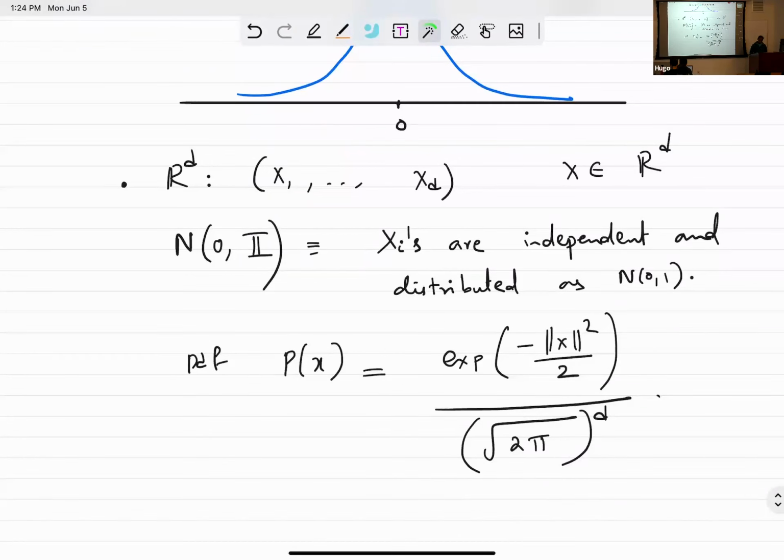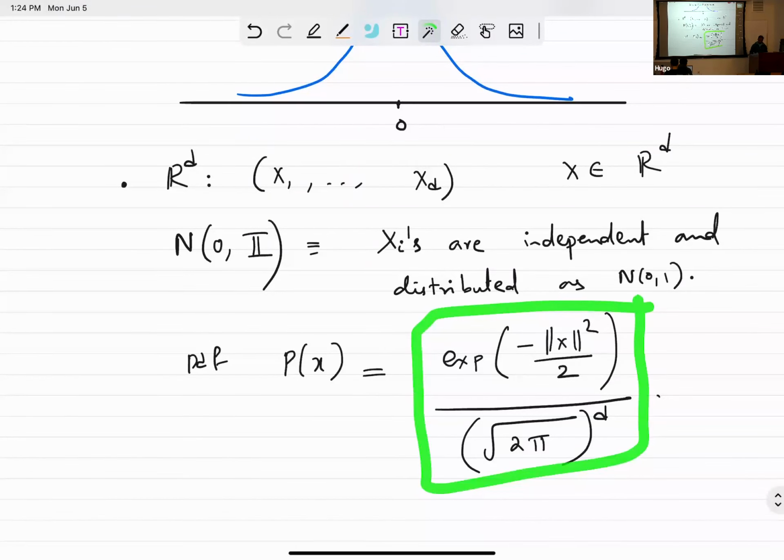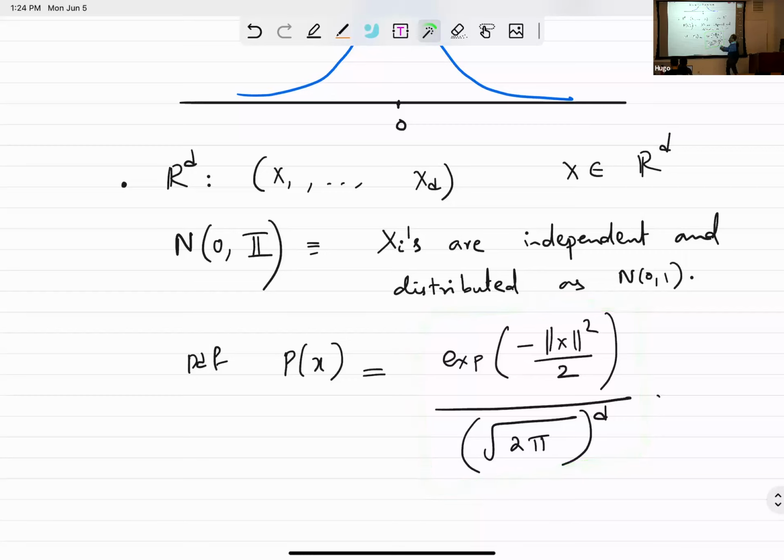The multidimensional Gaussian distribution has this PDF. So the value of x, the probability of seeing a particular x, only depends on the length of the vector x and has some scaling. Yeah. So in the d-dimensional case with the second R. Yes, exactly. Right. So in the case of identity, these are independent.